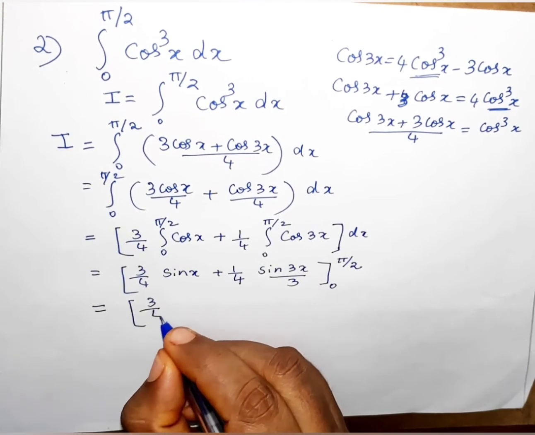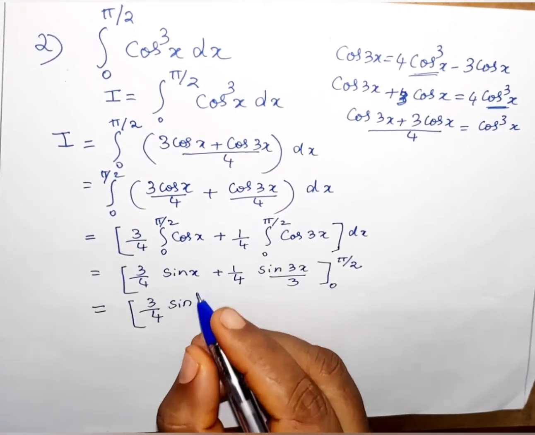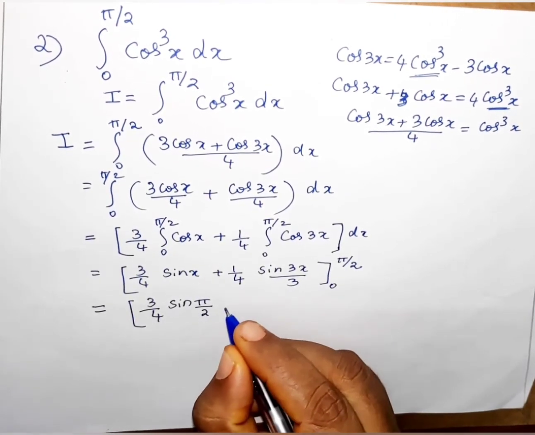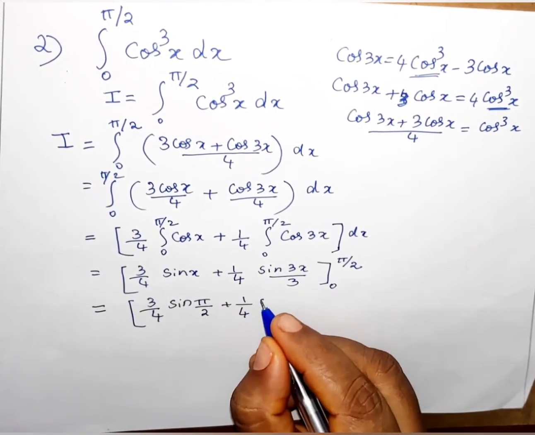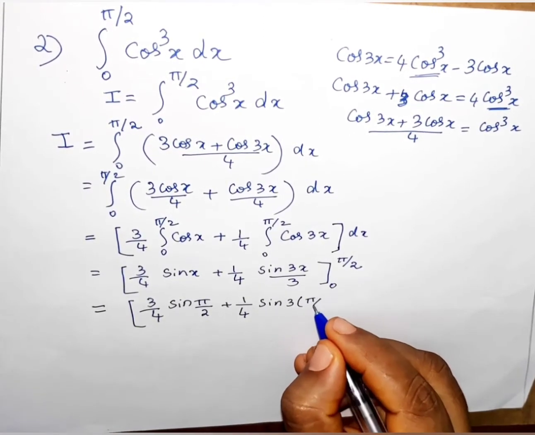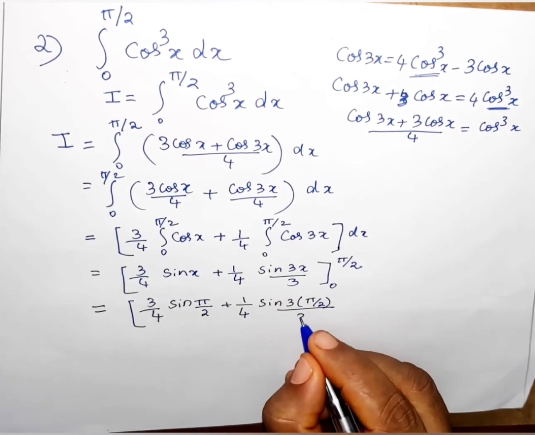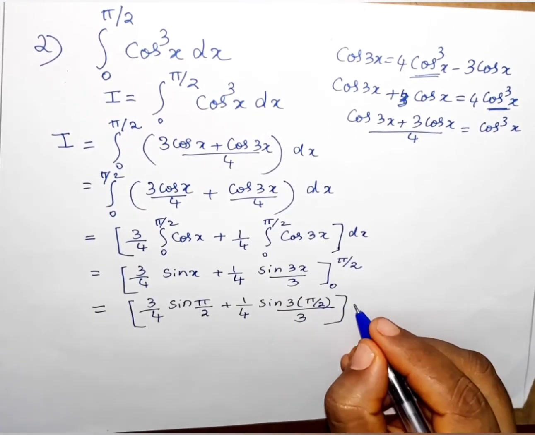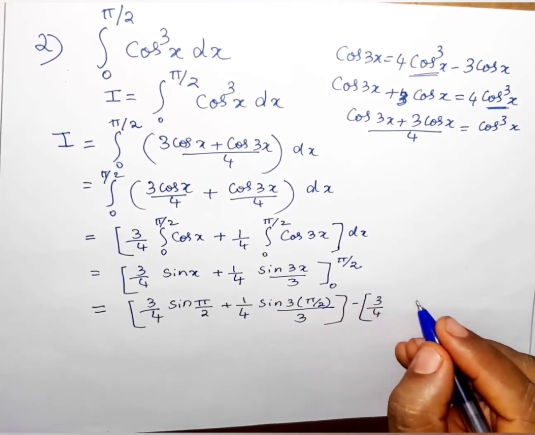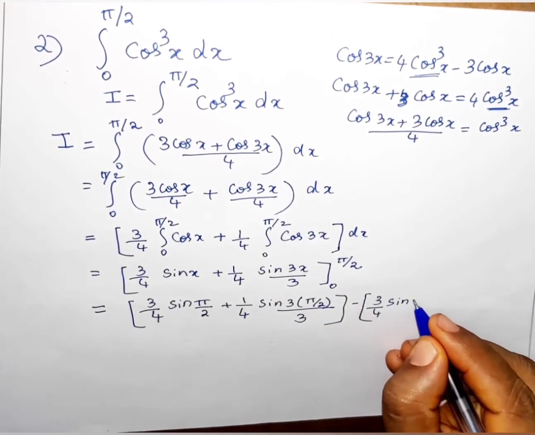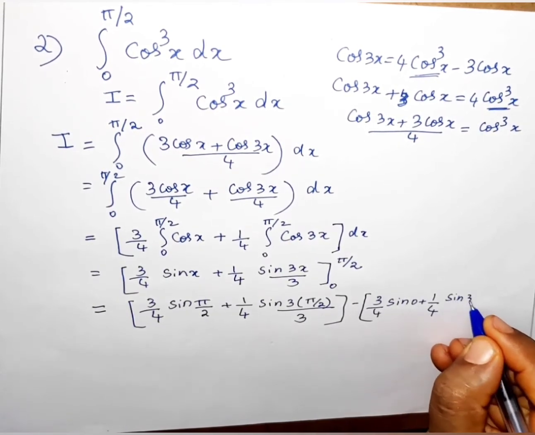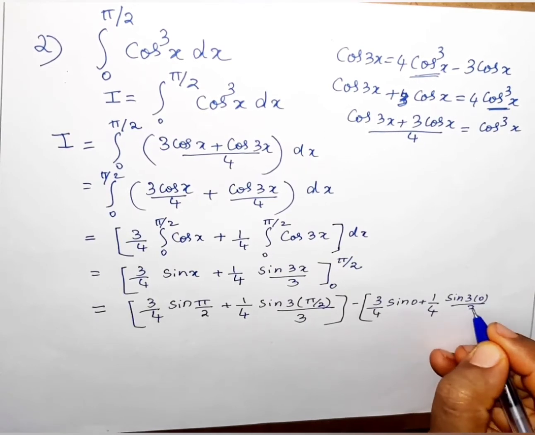Now 3 by 4 sin x. In place of x we have to substitute the upper limit, that is pi by 2, plus 1 by 4 into sin 3. In place of x let us substitute the upper limit, 3 into pi by 2, divided by 3, minus, now we have to substitute the lower limit in place of x. So this will be 3 by 4 sin 0 plus 1 by 4 sin 3 into 0 divided by 3.